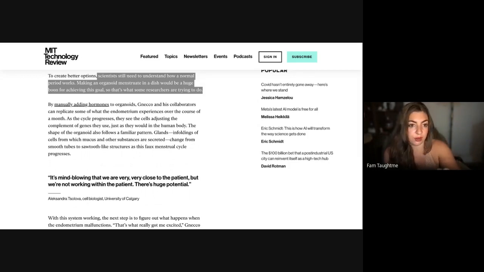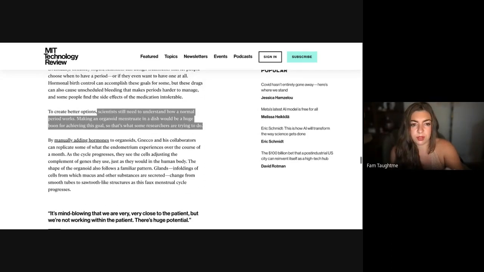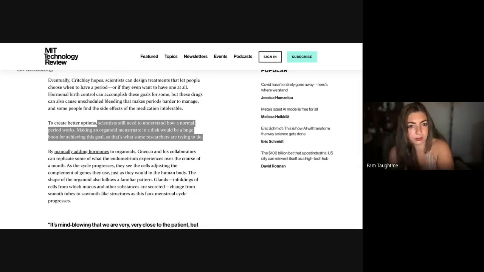Do you agree that this organoid use in laboratory studies, do you think it will help people achieve the goal of helping people with their menstrual issues?